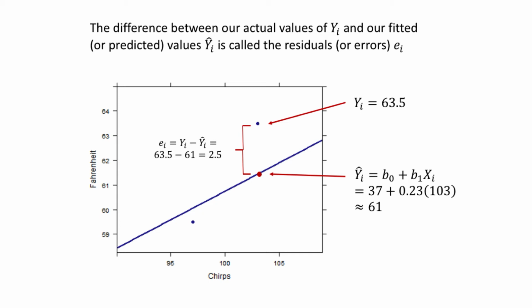Not terribly far off if you're a farmer going out in the field and using this to predict temperature. It's not too bad. 2.5 degrees Fahrenheit, it's not too far off, but we are off. There is an error. There is a residual. And as we'll see in just a bit, you can use these residuals, these errors, to understand how good of a job your line is doing in terms of fitting to a scatter plot of data.